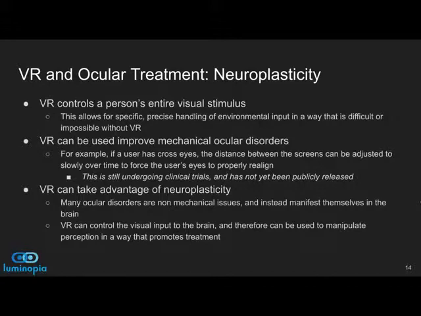Additionally, and potentially most excitingly, VR can take advantage of neuroplasticity. So many ocular disorders are actually not mechanical issues, but instead are based neurologically. And those include amblyopia, as well as dyslexia and many others. And because VR can fully control the visual input to the brain, it can therefore be used to manipulate perception in a way that promotes treatment for neurological disorders.